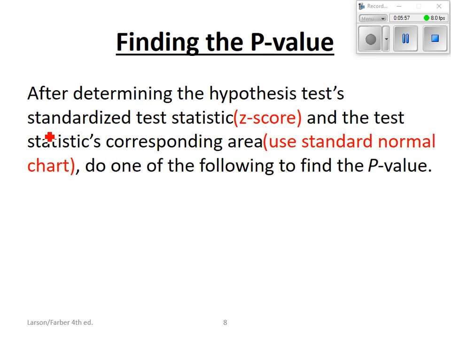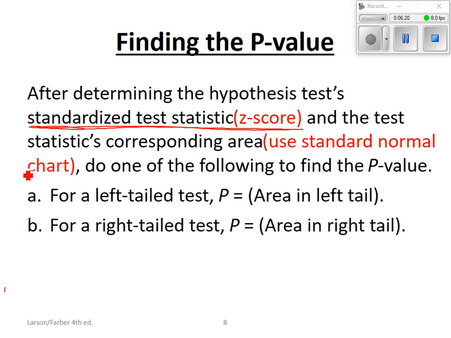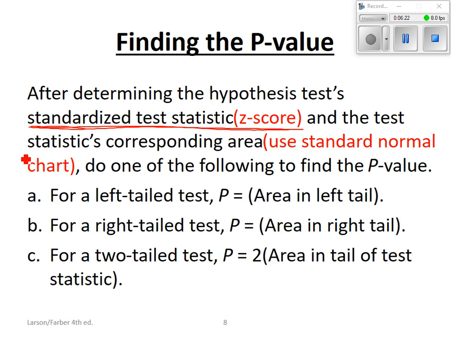After determining the hypothesis test and the standardized test statistic, that's your z-score. I'll show you a formula for that here in a second. And the test statistic's corresponding area under the curve, we use a chart to find that. Do one of the following to find the p-value for left-tailed, for right-tailed, and for two-tailed.